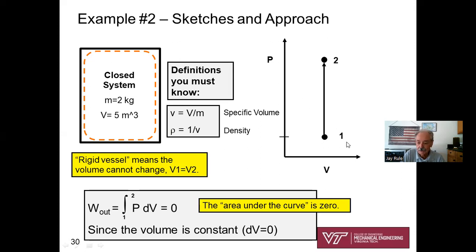A rigid container, the volume is constant. Wow. So that means that the initial specific volume exactly equals the final specific volume, and the initial density exactly equals the final density. Work is the integral of P dV. I can see this with my eyes. What's the area under the curve, 1 to 2? Integral of P dV. It's 0.